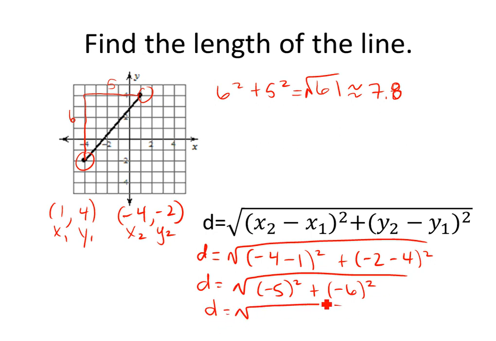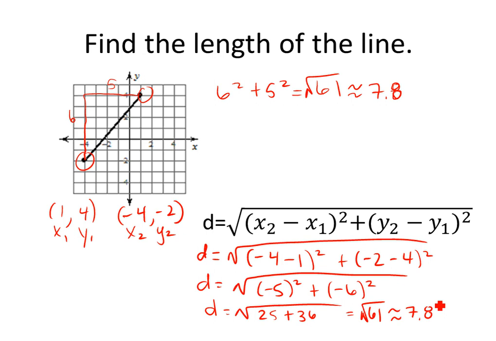So (-5) squared is -5 times -5, that's going to be 25, plus (-6) squared, which is 36. 25 plus 36 is 61. Do the square root of 61, and you're going to get 7.8.